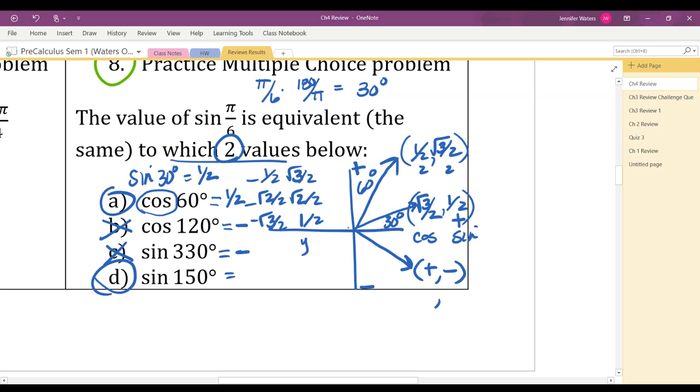If I look at 150 degrees, which will be the one closest to 180, it looks like the sine of 150 is, in fact, a positive 1/2. So I know for number 8, A and D are my correct answers.